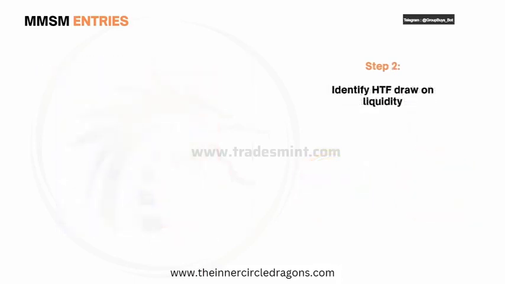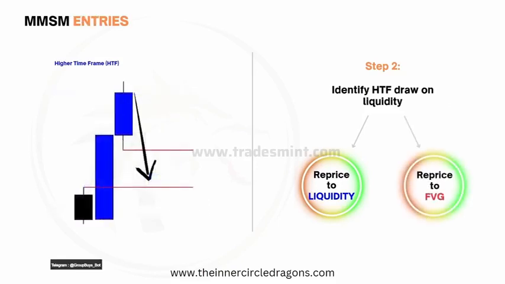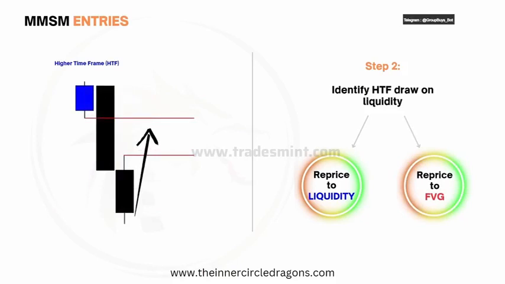Which brings us on to step two, which is identifying the higher time frame draw and liquidity. Once we've established whether we're in a market maker buy model or a market maker sell model, in relation to that model, what is the likely higher time frame draw? Is the algorithm seeking buy side liquidity above an old high, or is it seeking sell side liquidity below an old low? Or maybe there is a buy side imbalance below the market that the algorithm may want to reprice to, or maybe there's a sell side imbalance above the market that the algorithm is reaching higher for.